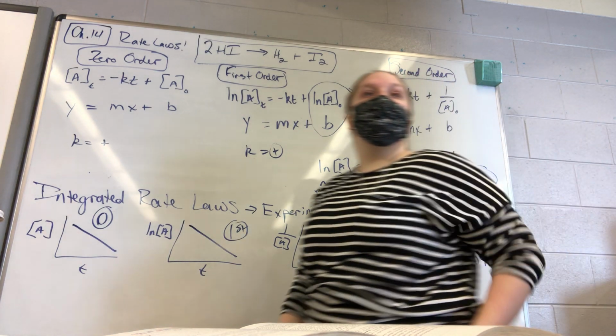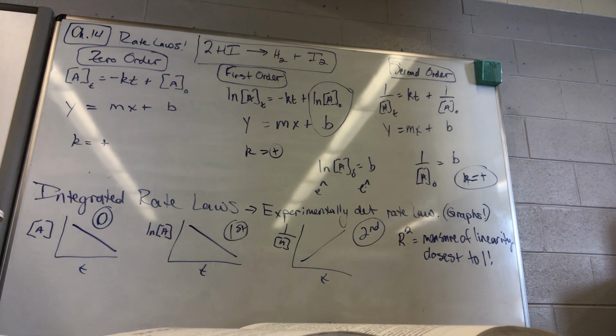Yes? I would take a picture because I'm going to erase it. Say again? The y value of a, that's the concentration at any point, right? Correct. The y value of a would always be a concentration at whatever time you're plugging in for x. And then b is the initial. B is the y-intercept, but also the initial concentration. You have to solve for it in the first and second ones.